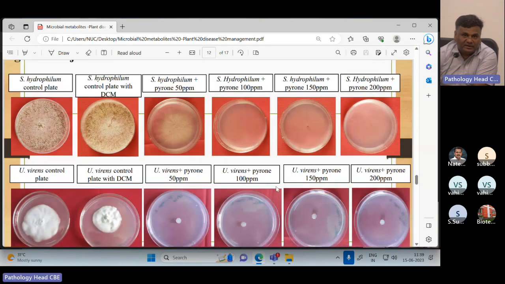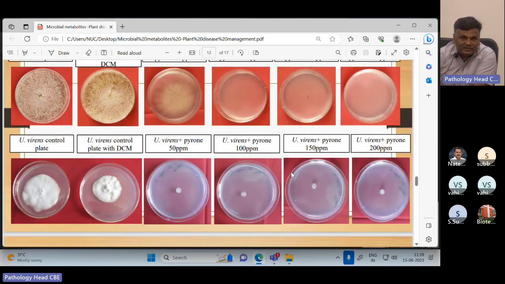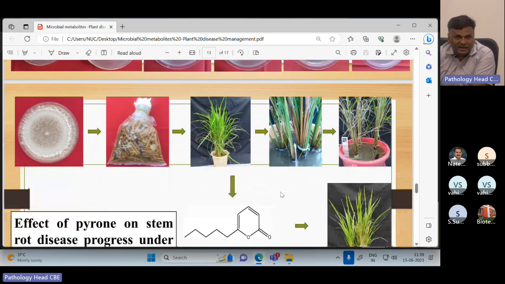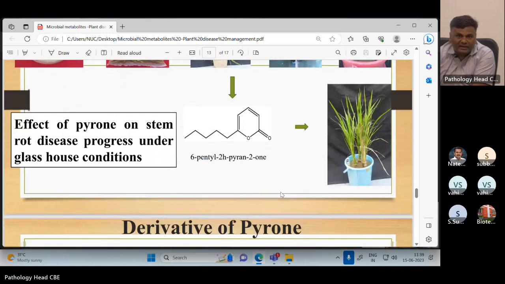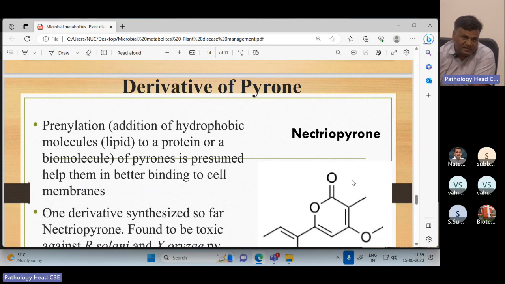So this is our study on, I think we have done it on two pathogens, that is Sclerotium hydrophilum, on stem rot, and false smut. So we could get very good suppression of both of these pathogens. So then this is one approach, like what I said, you start synthesizing the compound.